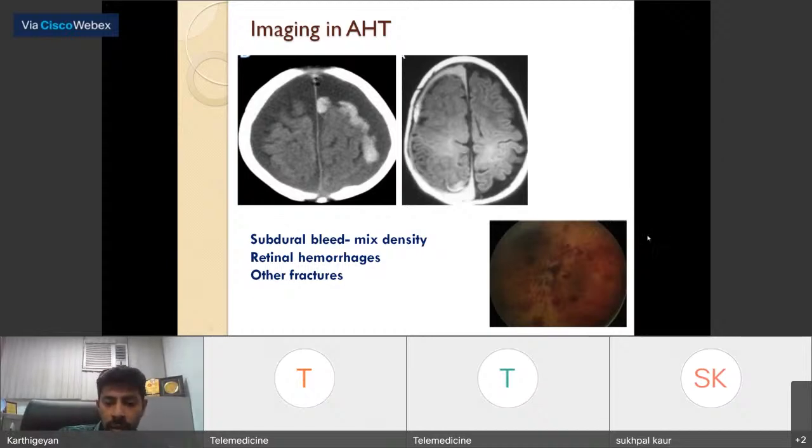And the classic feature in these kids is bilateral retinal hemorrhages. So whenever you suspect, always look at the fundus for bilateral hemorrhages, and as I said earlier, always look for other evidence of fractures, especially ribs and long bones.